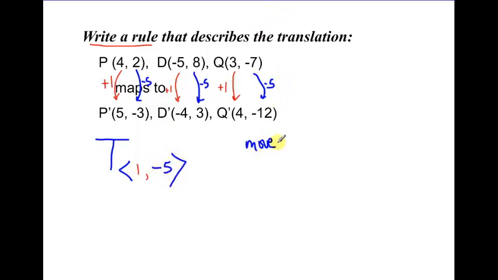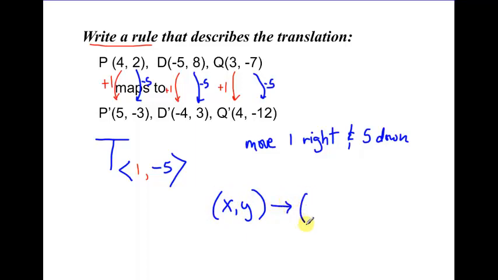We could write it in a sentence and say move 1 to the right and 5 down. Or we could write our mapping rule. And our mapping rule would say that all the x's and y's have changed in this way. We've changed them to x plus 1. And what did we add to the y's? Well, we didn't. We subtracted, so y minus 5. All of these are correct. You do need to recognize all the different forms.